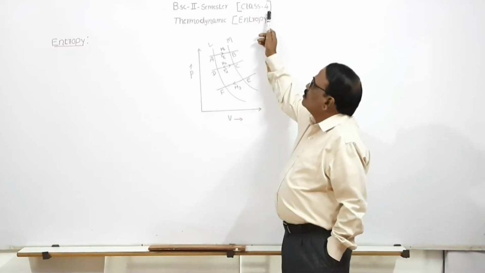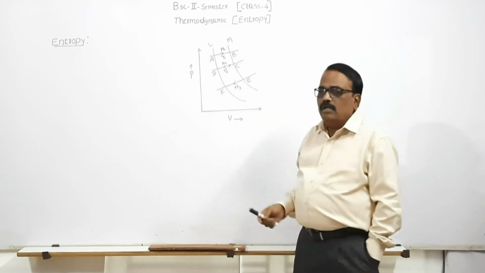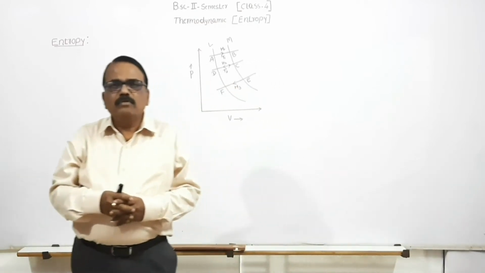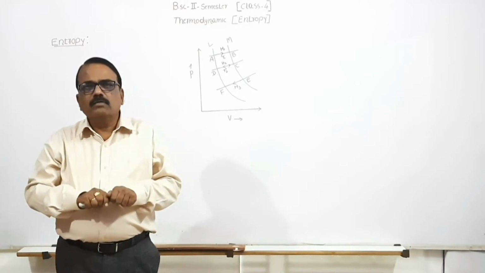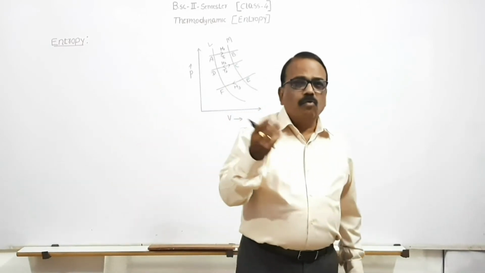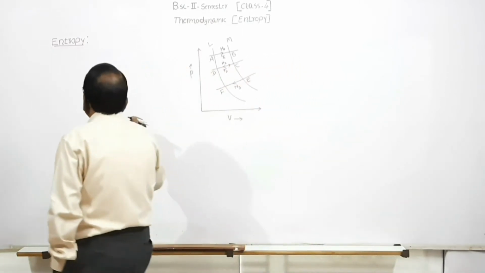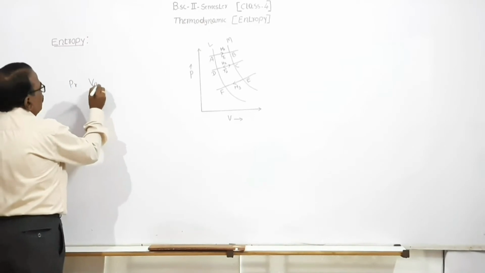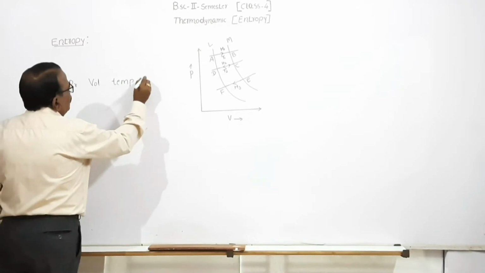Now, in the fourth class of thermodynamics, we have to study what is entropy. In order to describe the condition of working substance completely, Clausius felt that some other coordinate is necessary in addition to pressure, volume, temperature, and also internal energy.